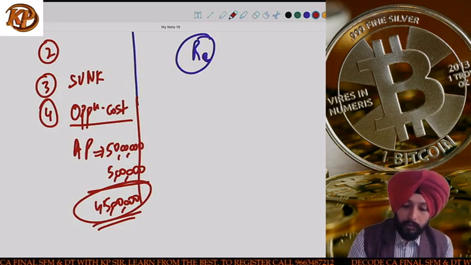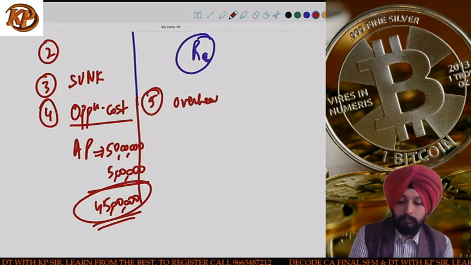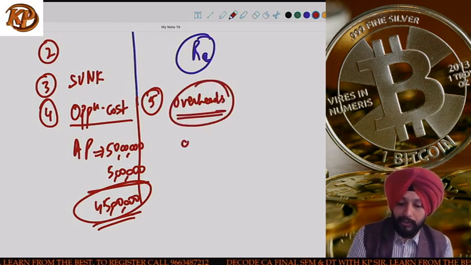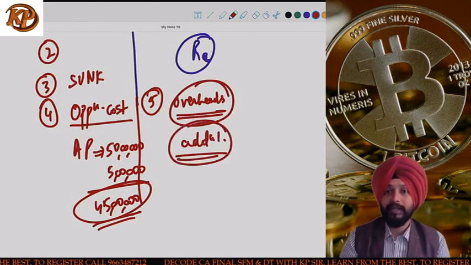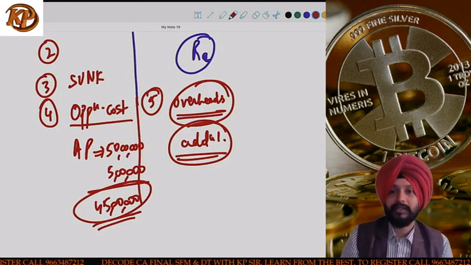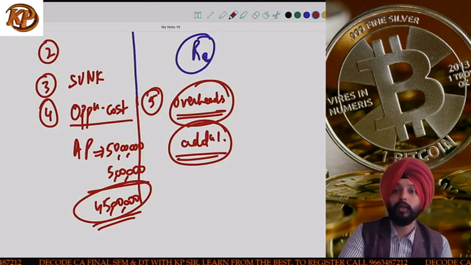And last important point, guys, is that when we are talking about the overheads, only those overheads should be considered which are additional overheads and which result from undertaking the project. Additional overheads should be considered. Any pre-allocated overheads, any predefined overheads for the project should not be considered.